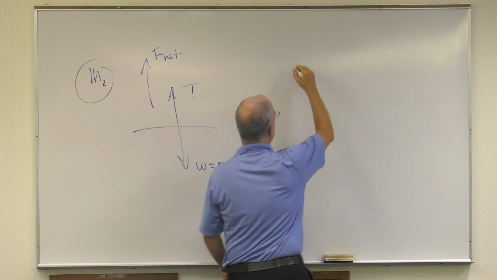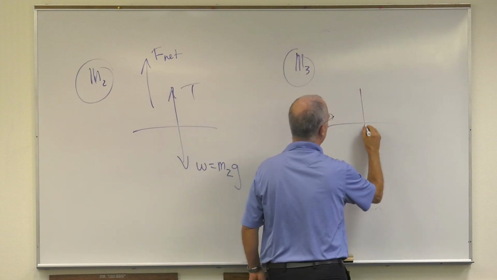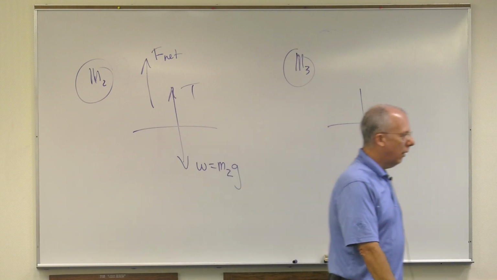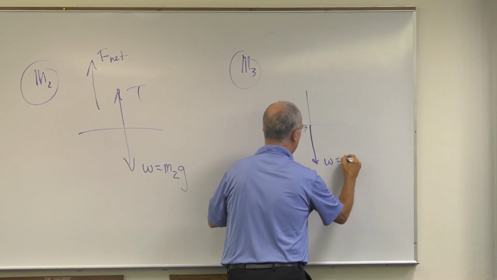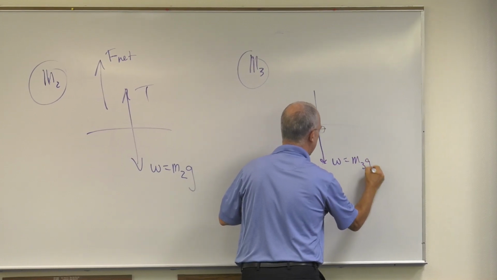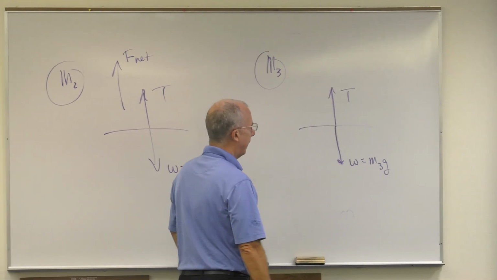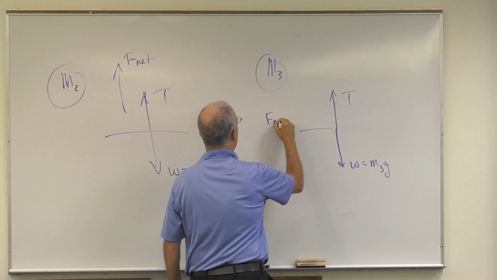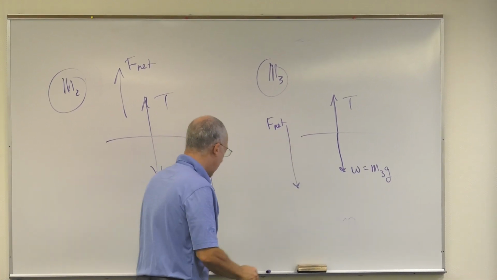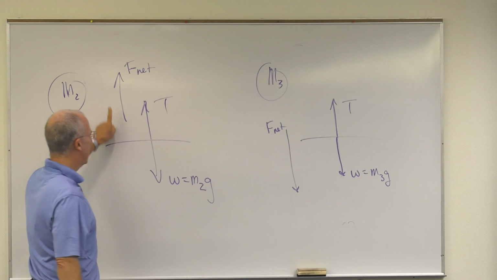Now let's do M3. So the weight here is M3G, and there's tension. But this time, the net force is this way. Now, by the way, for this one, the net force is that way.